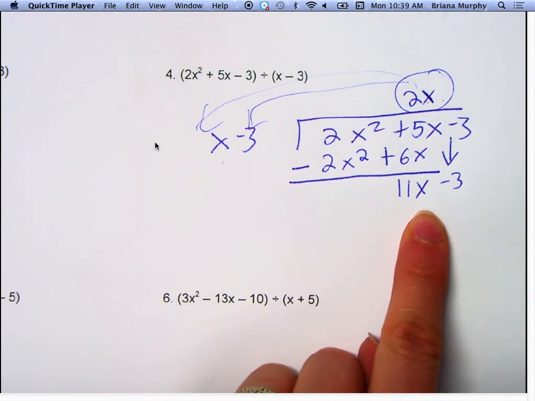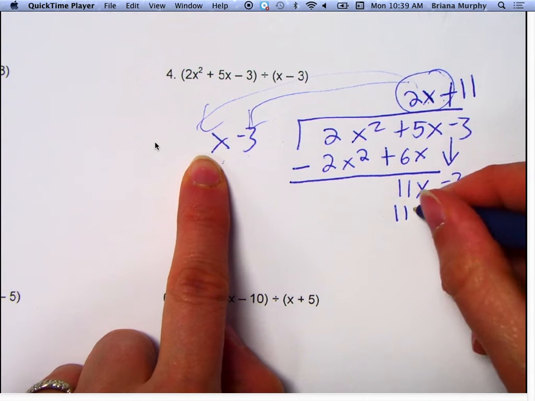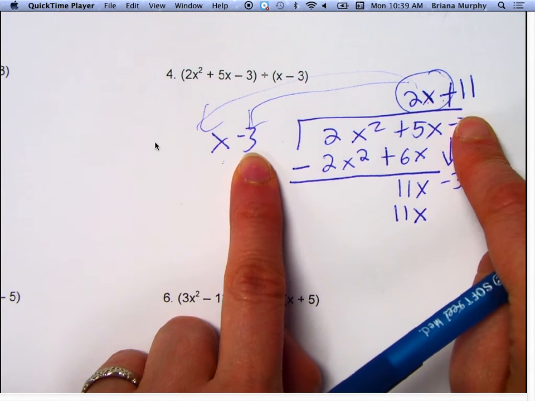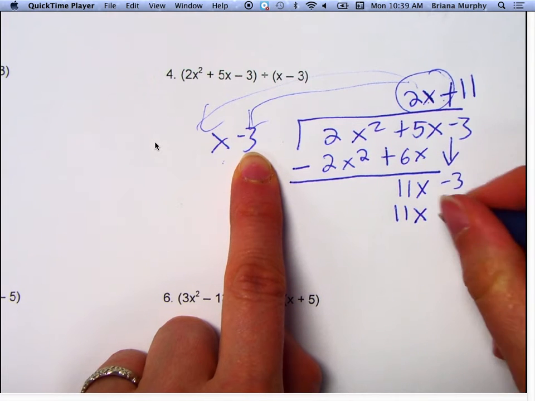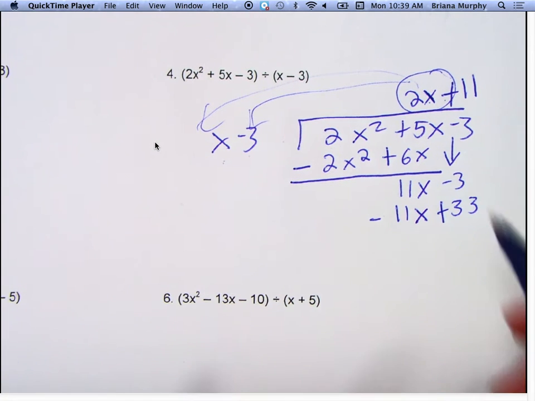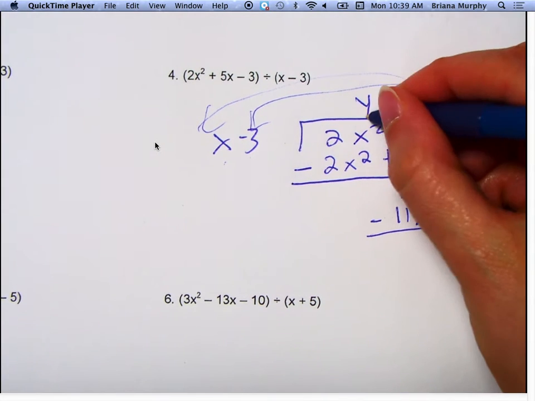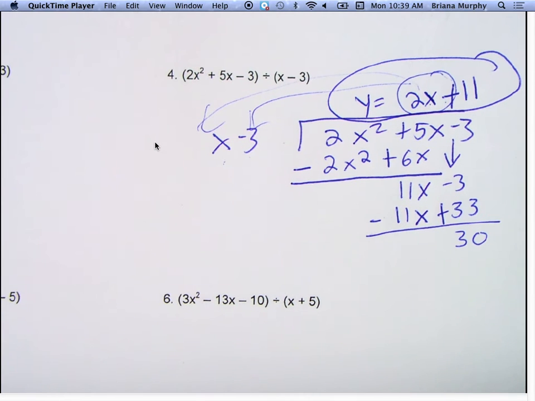What times x gives me 11x? 11. So 11 times x is 11x. 11 times negative 3 is negative 33. I change my signs because I'm subtracting down, and I get a remainder of 30. But that remainder does not change that this is my oblique asymptote: 2x plus 11. The remainder, you just leave it. We're not going to worry about it.